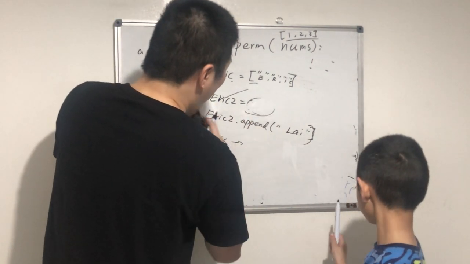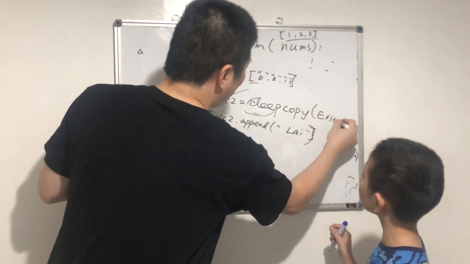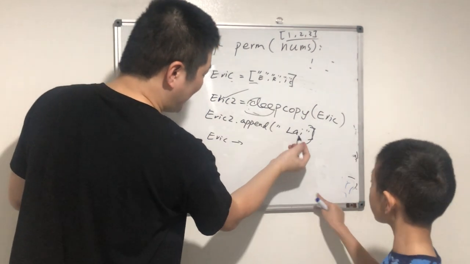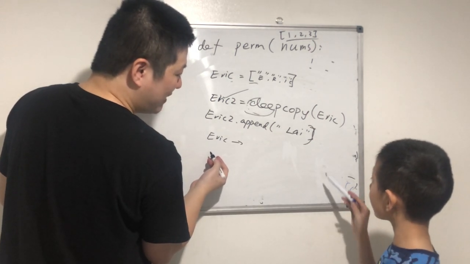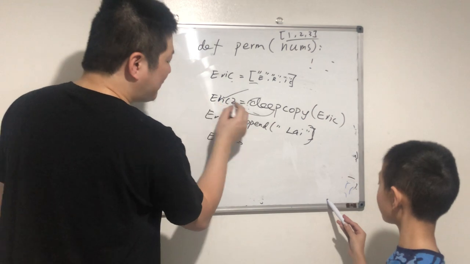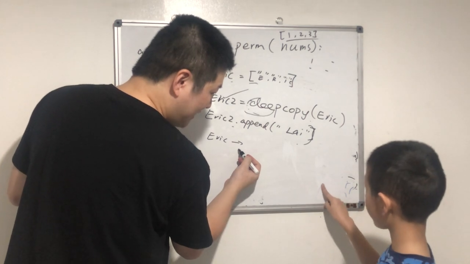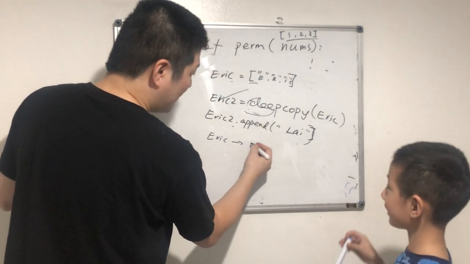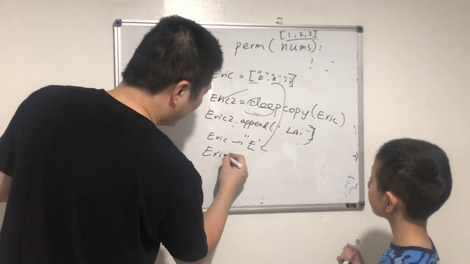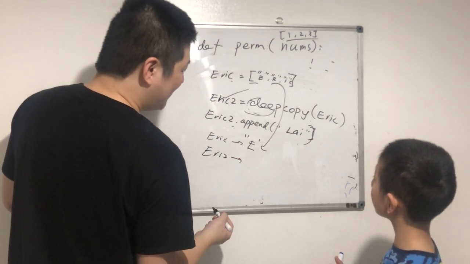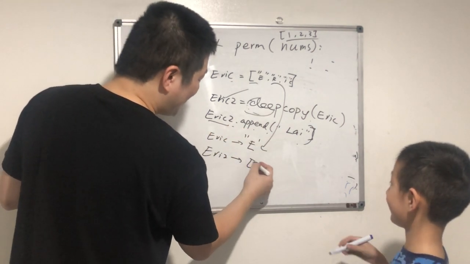But look, if I say this, deep copy Eric. So what happened this time? Eric 2 equals deep copy Eric. Then Eric 2 dot append lie. So Eric will be what? Eric without lie, right? It will be this one. And Eric 2 will be what? Eric lie. Yeah, that's what it means.